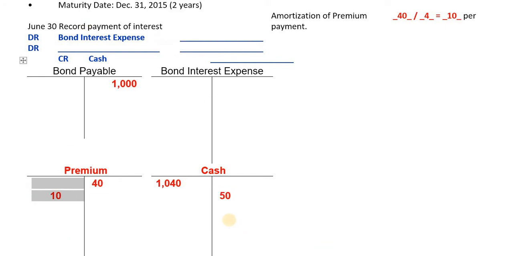Okay. So what do I have here? I have a debit of 10, a credit of 50. What do I need to make it balance? $40. Another way of doing it is this.